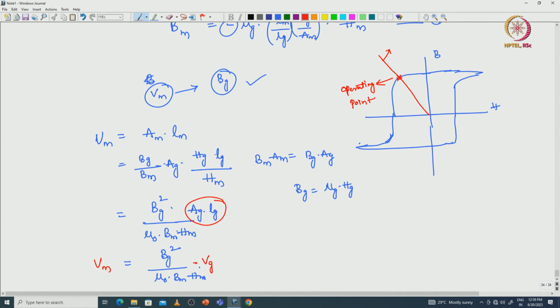On this side Vm is there. This equation tells that in order to establish the magnetic flux density Bg at the air gap, we require a magnet of volume Vm, and the Bm and Hm value should be maximum.